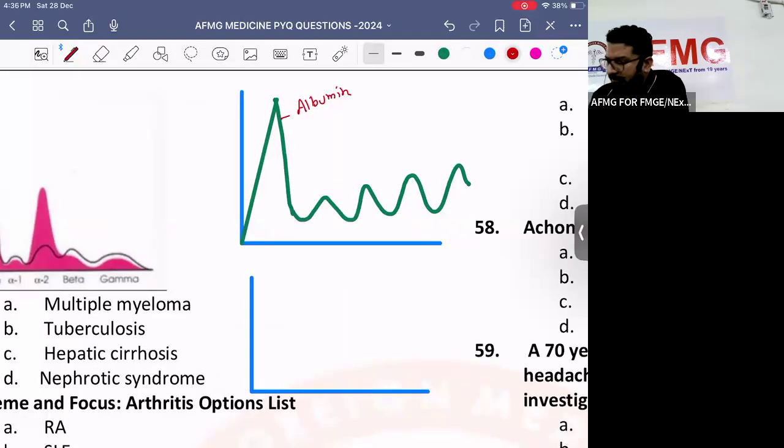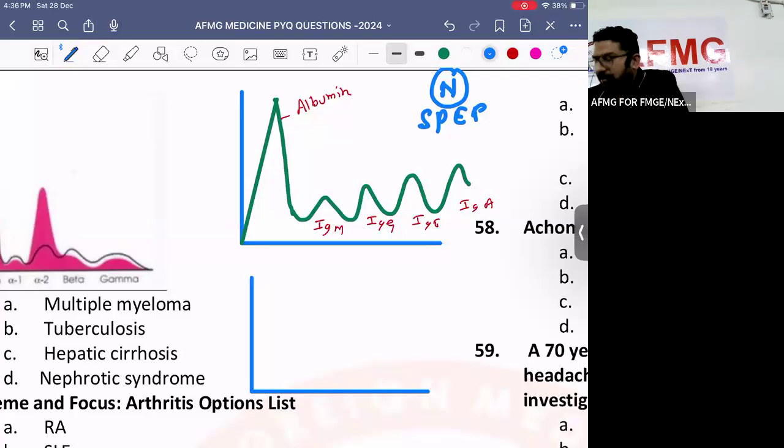These are of different immunoglobulins. For example, let me say this is the spikes of IgM, it is spikes of IgG, IgE, or IgA, etc. Am I clear? So this is called normal SPEP, normal serum protein electrophoresis.